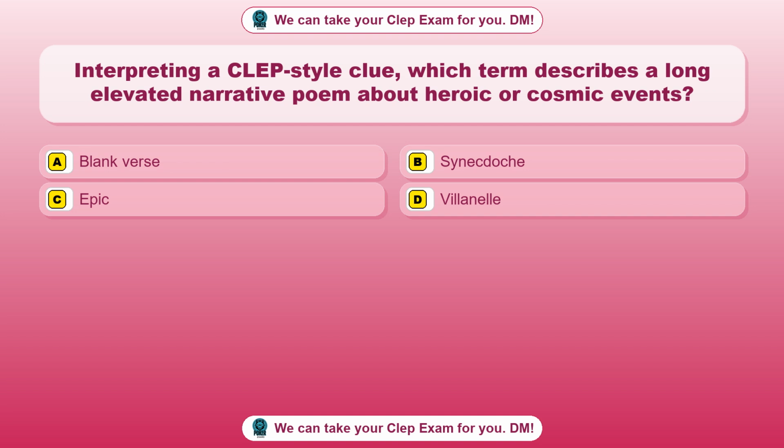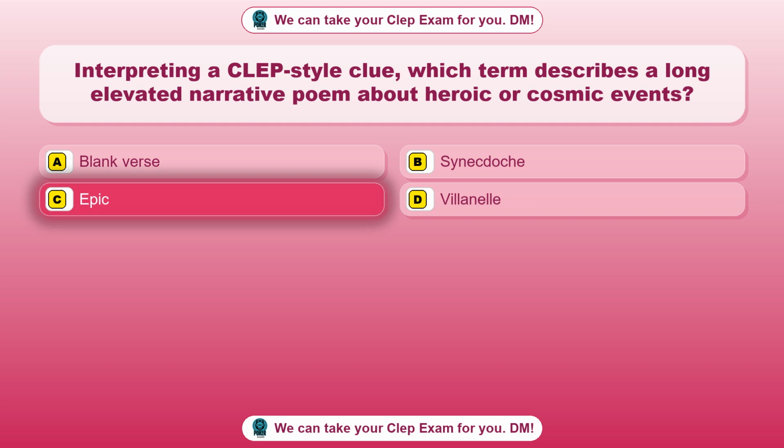Question 35. Interpreting a CLEP-style clue, which term describes a long elevated narrative poem about heroic or cosmic events? Option A, blank verse. Option B, synecdoche. Option C, epic. Option D, villanelle. The correct answer is option C, epic.